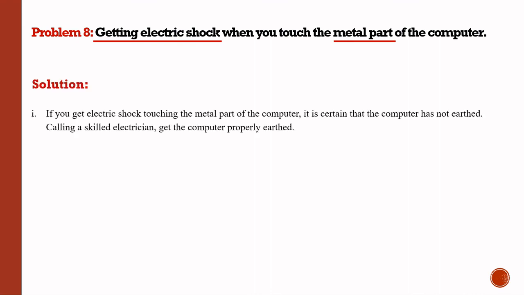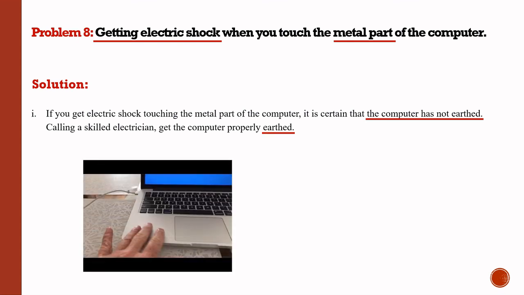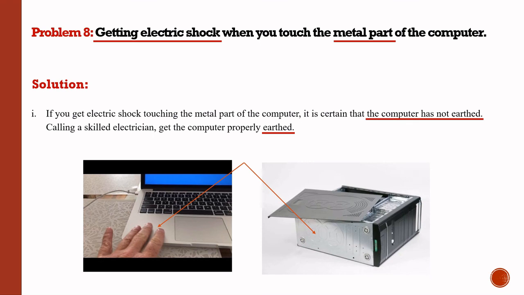Why? Actually, this problem occurs when the computer is not earthed. You have to earth your computer properly. We have to call a skilled electrician and get the computer properly earthed. This is the metal part. So getting an electric shock when you touch the metal part, the solution is to get the computer properly earthed. Then the problem will be solved.